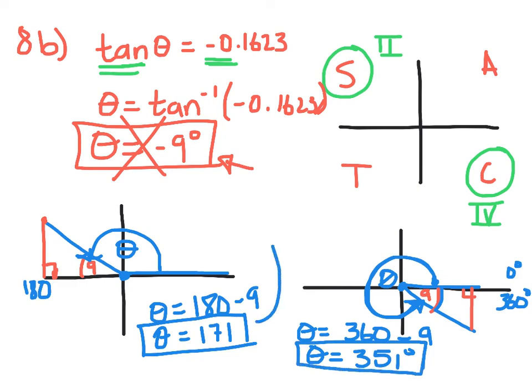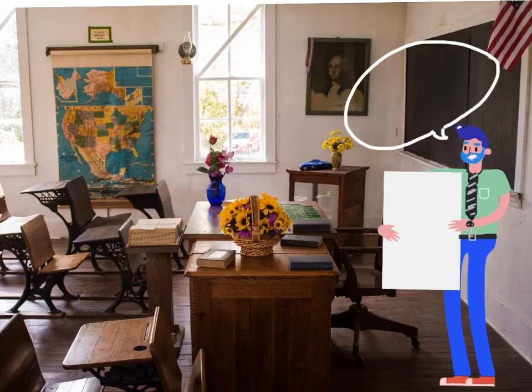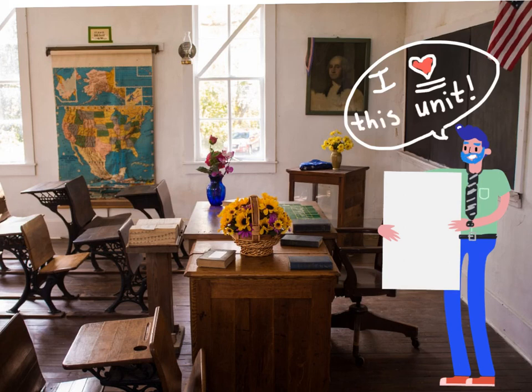Okay, these could be applied to all these in question number 8, but how do I know I've done this right? I mean, I could pop 171 right in there and do the tan of 171, and it better give me this number right here, negative 0.1623. Remember, that's a rounded answer, so it's not going to be exact. And of course, if I pop in the 351, the tan of 351 should also be negative 0.1623 or something very close.